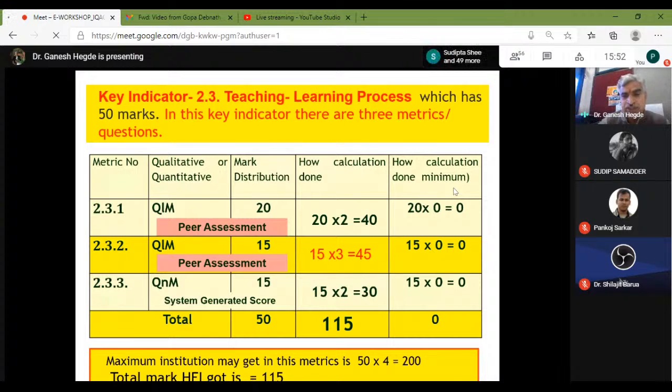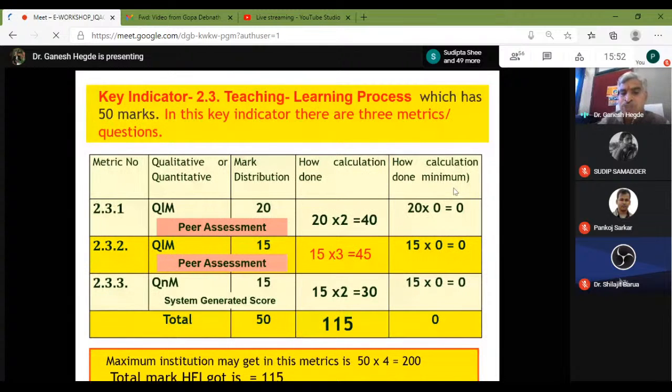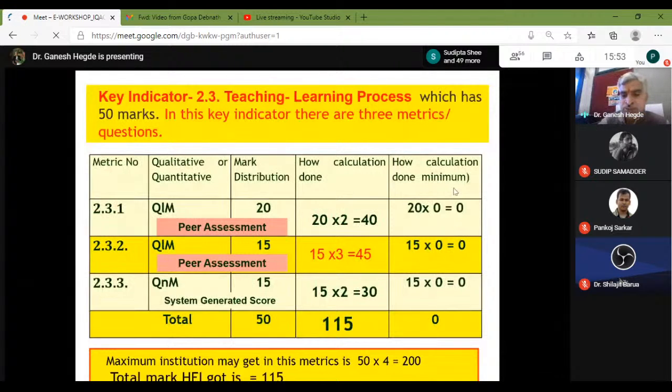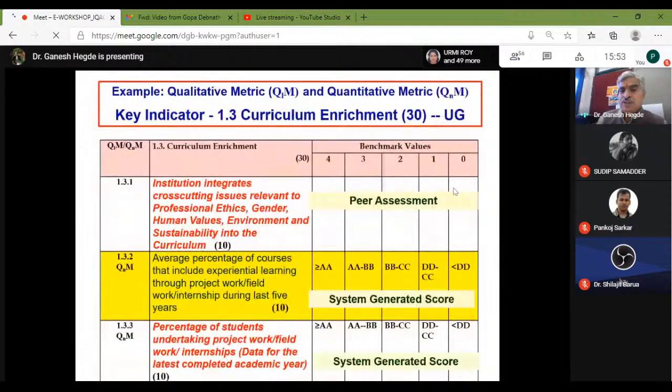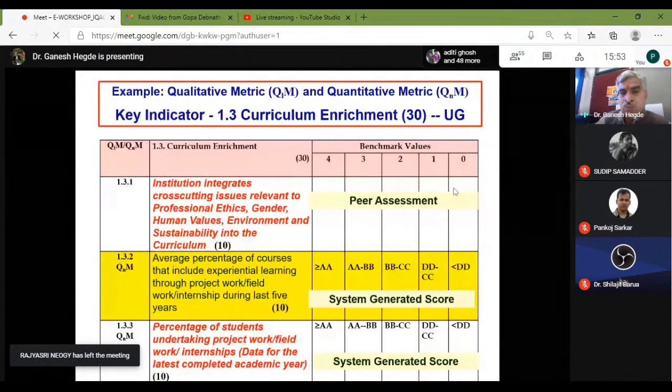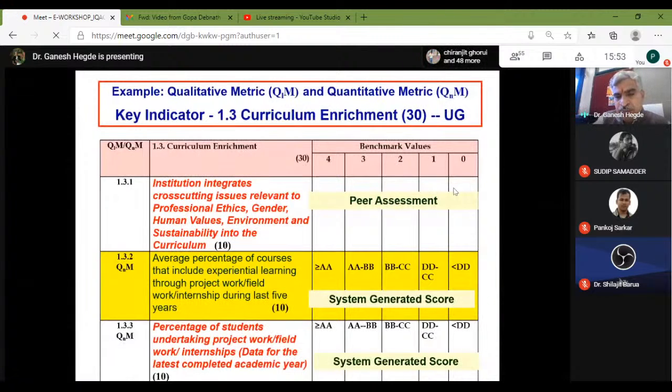For example, hypothetically, on a 0 to 4 scale, we have put here 3 and 2. Now 15 into 3, you will get 45, 15 into 2, you will get 30. Now in this particular key indicator, the HEI has got 115, but the maximum one can get is 200. Now, how exactly does NAAC do it? Whether it is qualitative or quantitative, all the calculations will be done on a 0 to 4 scale.